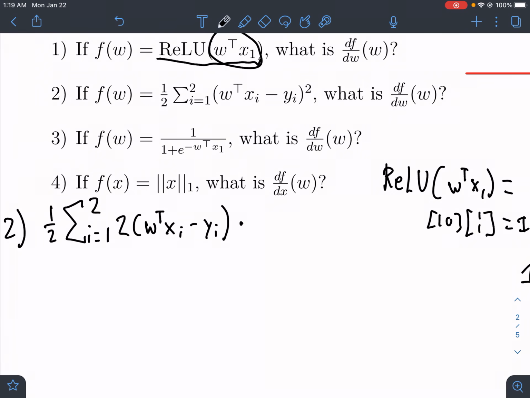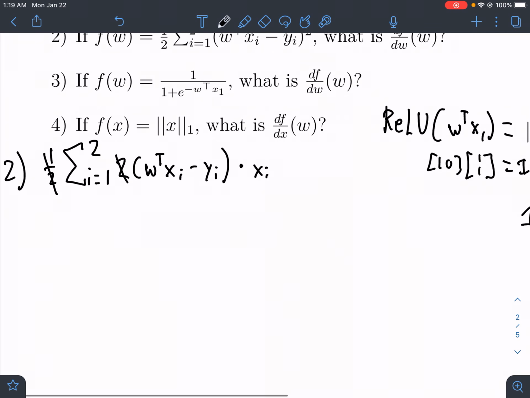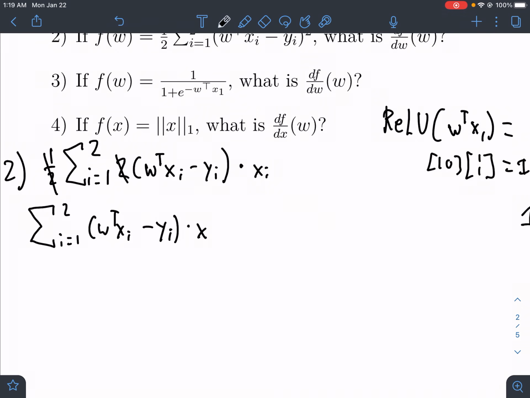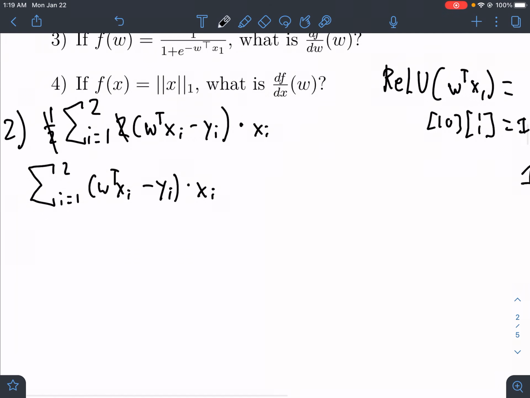The derivative of W transpose x sub i is just x sub i. And the derivative of y sub i is 0, so we can get rid of that term. And this is what we have. So now we can cross out the 2's here, and we are left with this. We can put this out into long form because the sigma notation only has 2 elements, so it's only the sum of 2 elements.